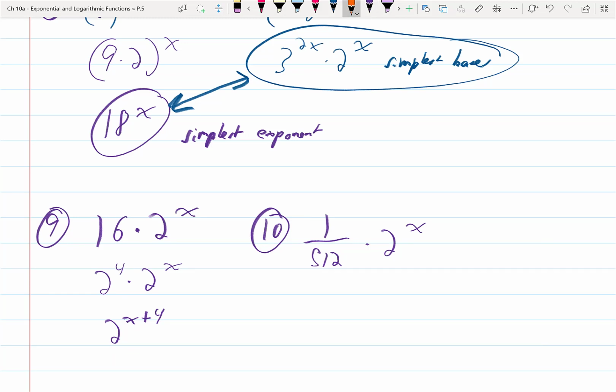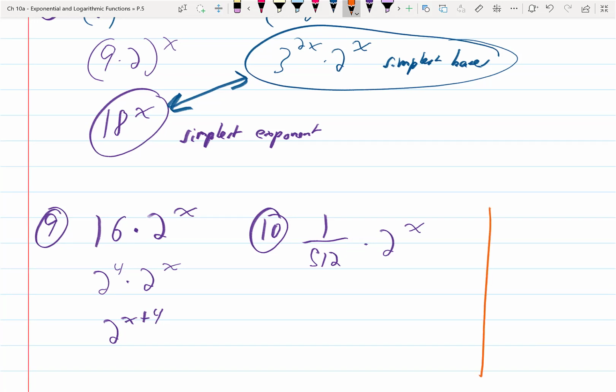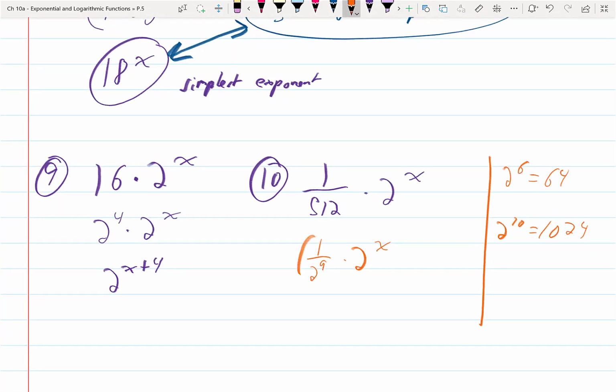Guess what your most common base you're going to use is? 2. And because that's the most common base you're going to use, you're going to want to know your powers of 2. We talked about these a few times. The ones I would have memorized: 2 to the 6th is 64, and 2 to the 10th is 1024, because you can work your way forwards and backwards from those to get to the other powers. What is 512? 2 to the 9th, which means that 1 over 2 to the 9th is 2 to the negative 9.